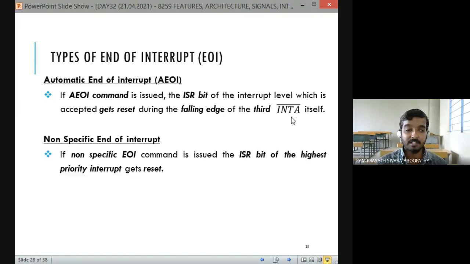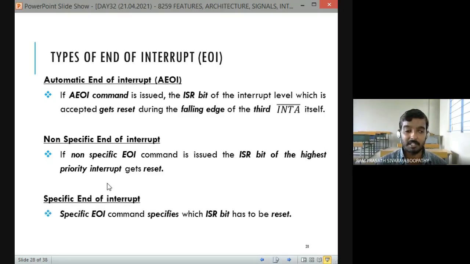In the case of non-specific EOI, the ISR bit of the highest priority interrupt currently being serviced is reset. Okay. Then what does specific EOI mean? We are specifying that the ISR bit of this particular interrupt must be reset. There are three methods. Okay.